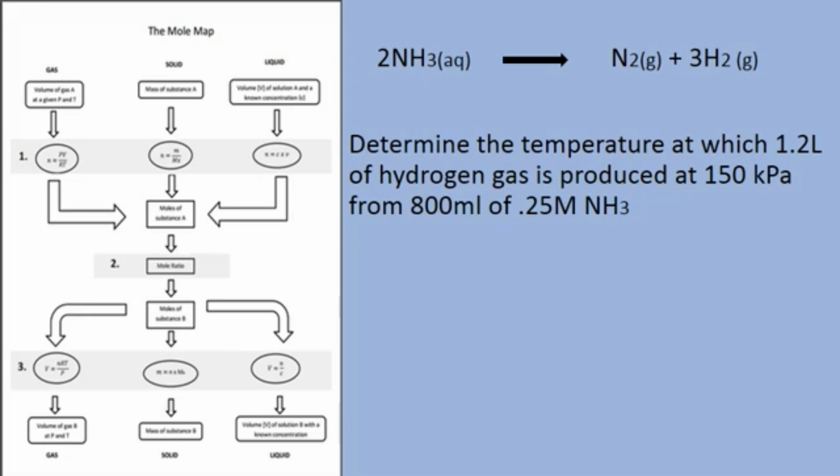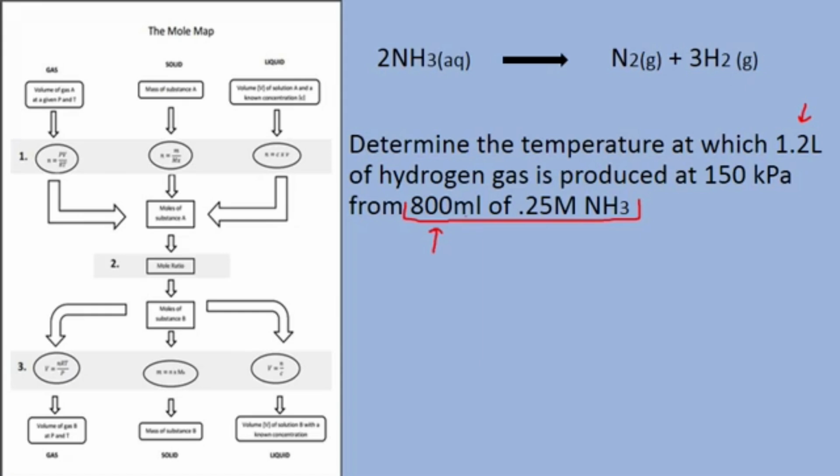So what we need to decide right off the bat is what are the states here, what's our path on the mole map going to be. So maybe the trickiest part of this question is we've got two volumes. We've got a volume here and we've got a volume here. But what we need to realize is that these two numbers go together, and then all the rest of the numbers in the question go together as well.